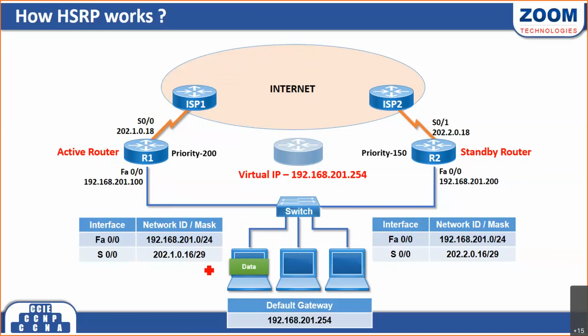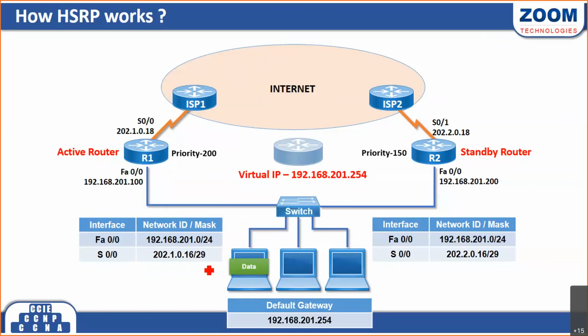What if I have 3 routers? One is active, and the other 2 routers cannot both be standby. One active, one standby in HSRP. But in VRRP, 3 routers are possible. So one is master and the others are backup. If the master is down, out of the remaining 2, the one with the second highest priority will become the master.